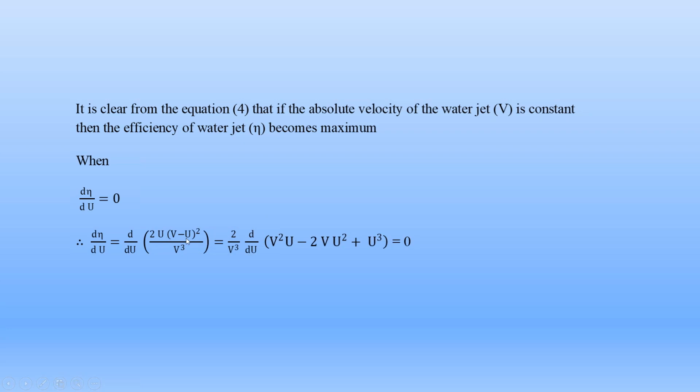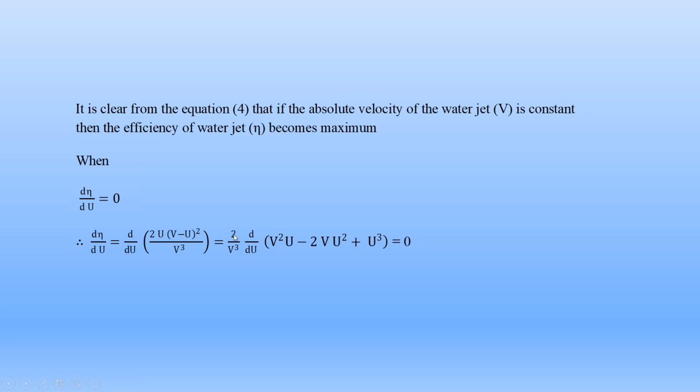Now coming to the remaining terms. What is the remaining term? u into (v minus u) whole square. So first expand this (v minus u) whole square: (a minus b) whole square is v square minus 2vu plus u square. Multiply that with u. So u into (v minus u) whole square becomes v square u minus 2v u square plus u cube. That is equal to 0.